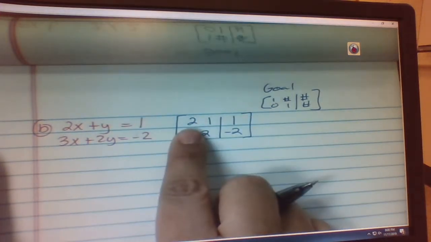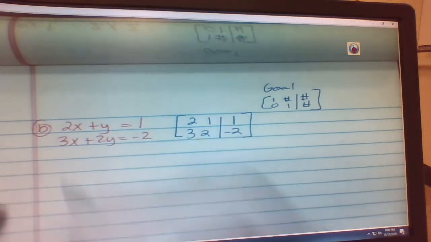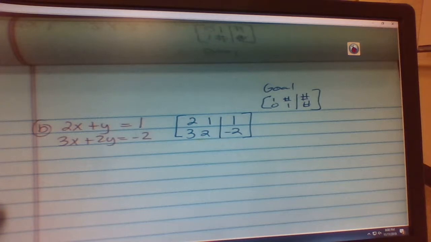Make the 2 a 1. And we said in order to make a 1, you need to multiply by the reciprocal. Who is the reciprocal of that 2? 1 over 2. 1/2. So I need to multiply what row times 1/2? The top row.